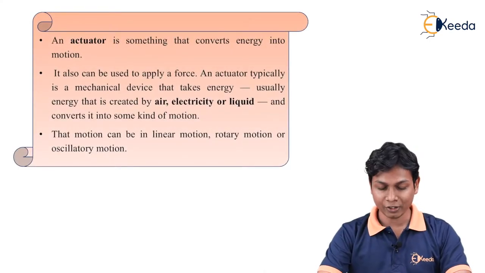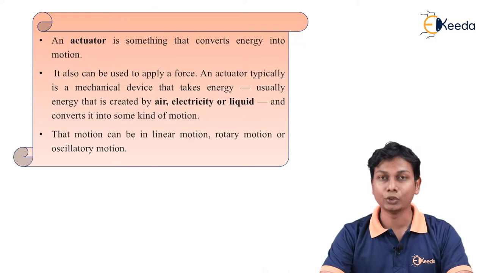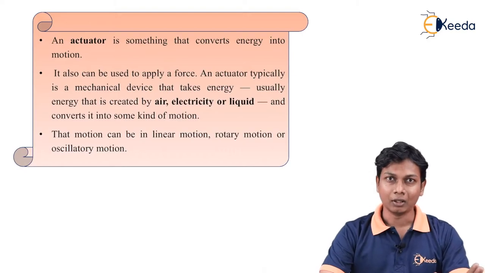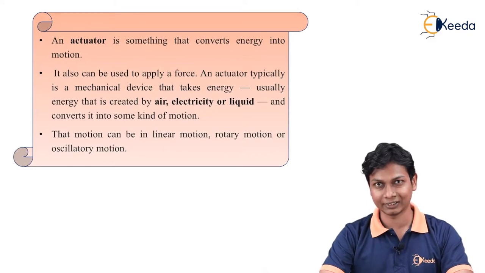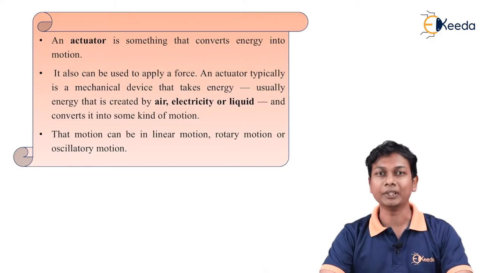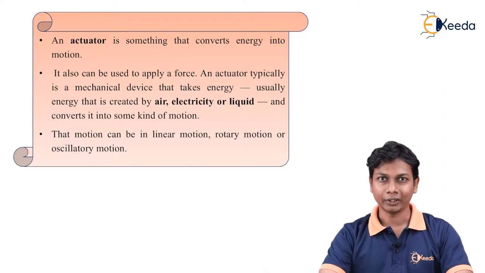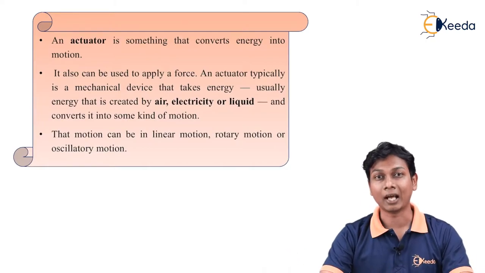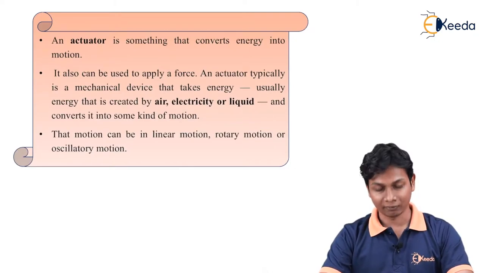See, the simple definition of actuator, if we consider, is to convert energy into motion. So we can consider the energy can be a voltage or a current, that means electrical signals, and the motion can be a linear motion or an angular motion. So simply, it converts an electrical signal into a motion, where the motion can be linear or it can be angular. Next, it can be used to apply a force.